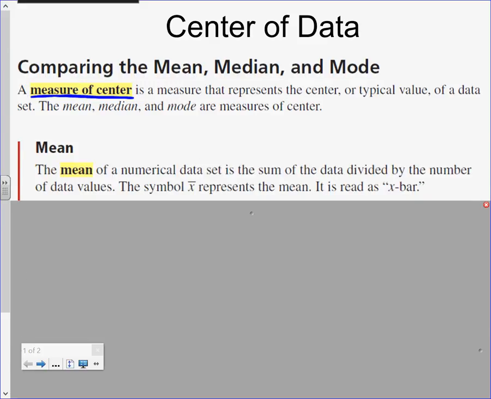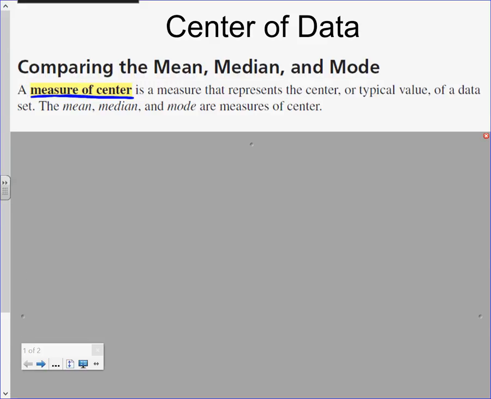The first thing I want you to do is go and write this on the top of your notes, underneath the title. Write comparing the mean, median, and mode. And what I underline, make sure you underline nice and neatly on your notes. A measure of center is a measure that represents the center or typical value of a data set. The mean, median, and mode are measures of center. Go and write that down. Nice and neatly, because you don't turn the notes in to me, they're for you.